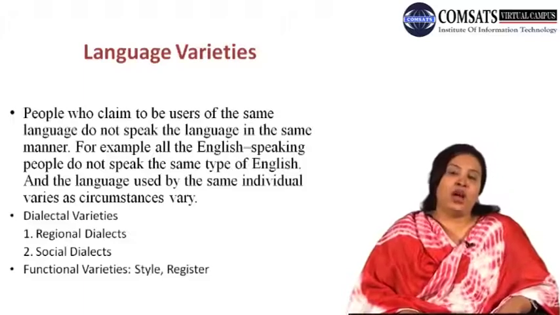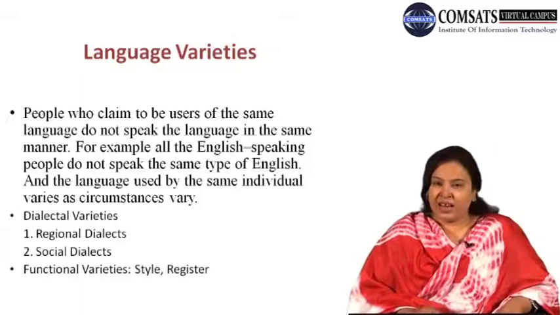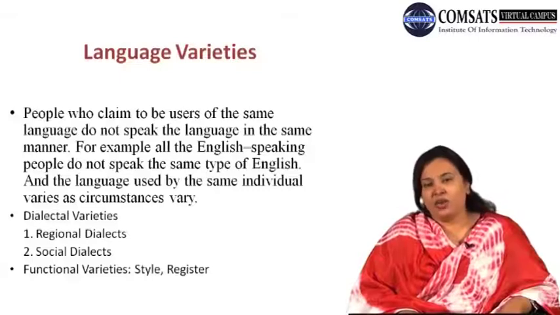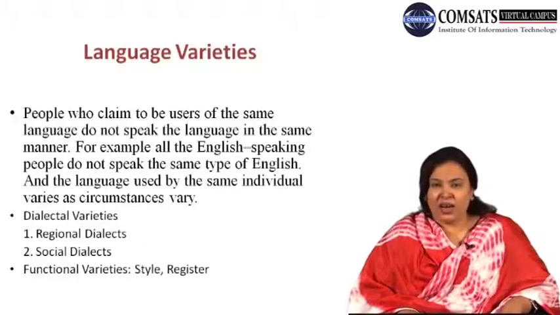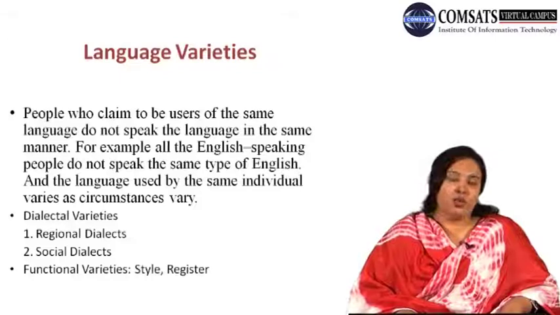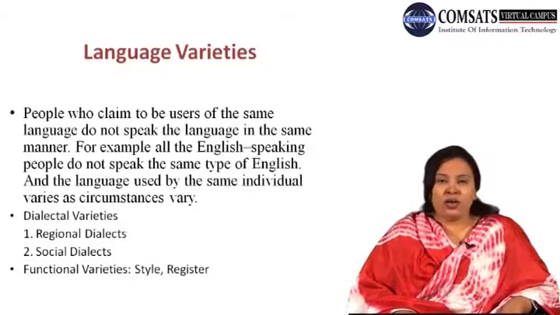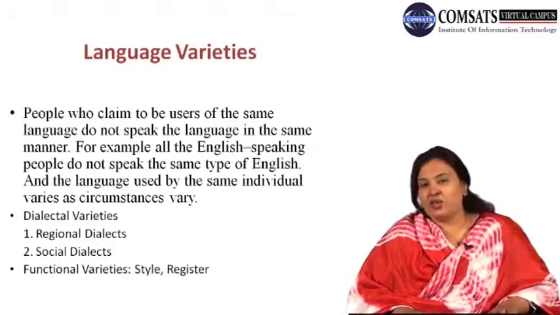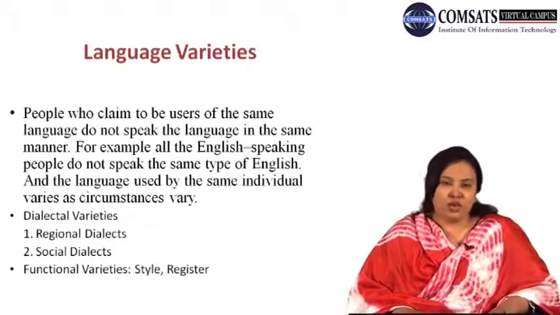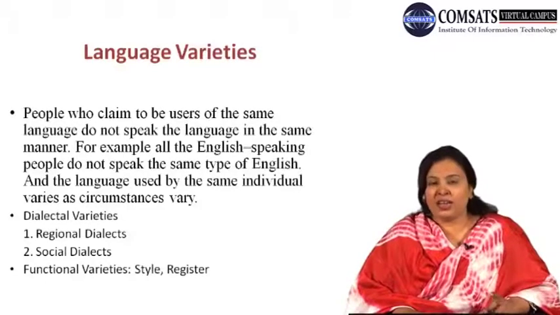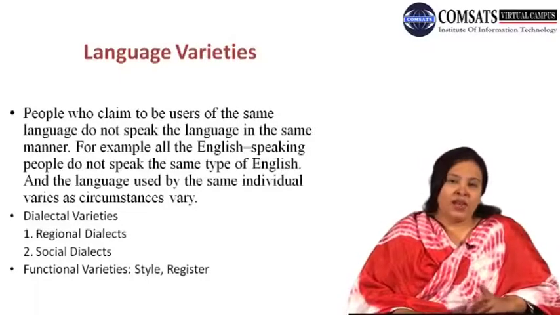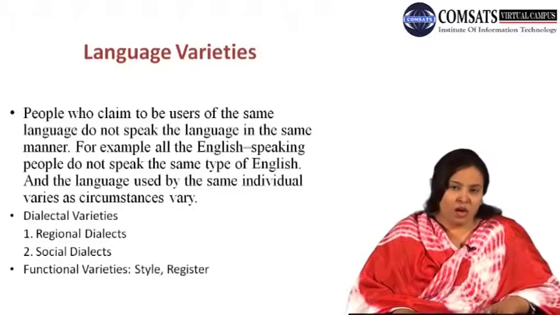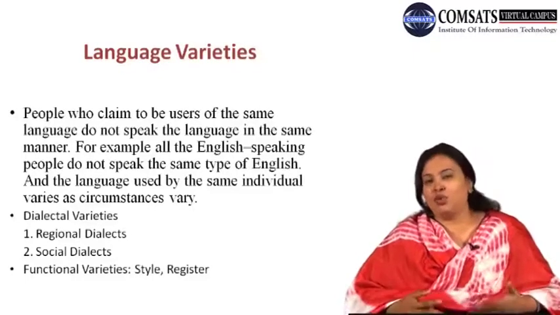And inside language varieties we have two categories: dialectal varieties and functional varieties. Dialectal varieties refer to the varieties of language according to the user. And inside dialectal varieties we have regional dialects and social dialects. Whereas functional varieties refer to the varieties of language with respect to use. And with respect to that, we have varieties like style, register, jargon. These terms are mostly there.